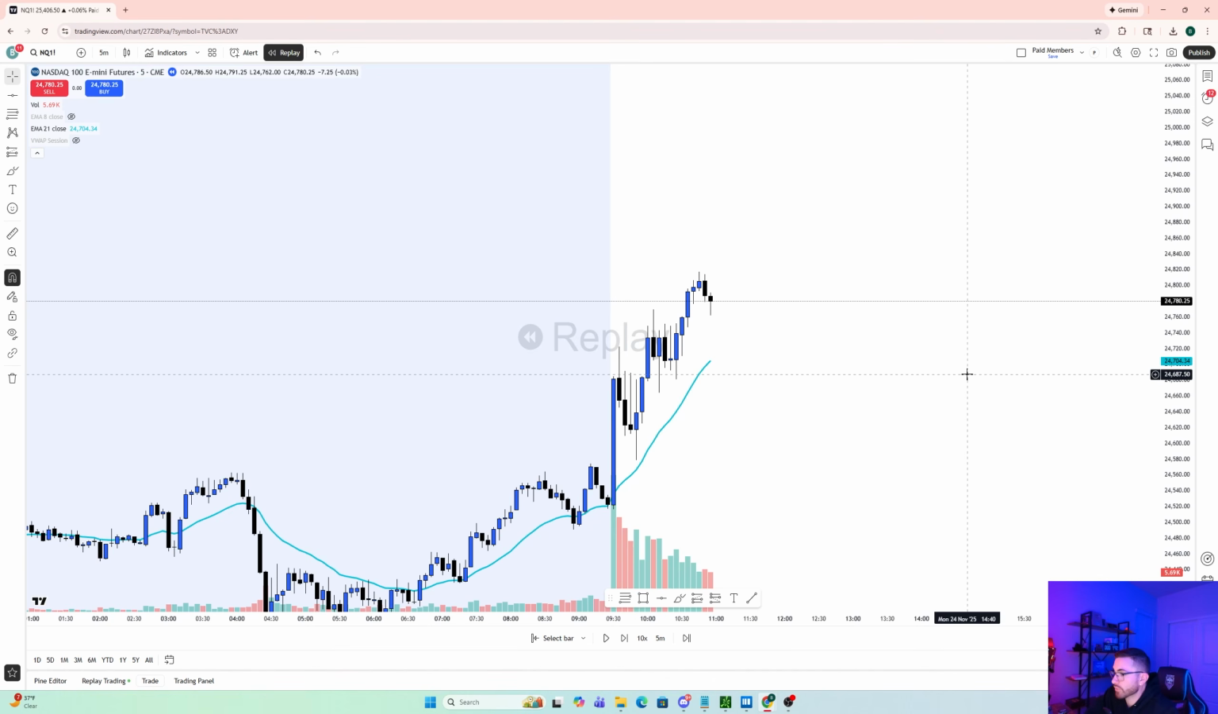Most of my entries are validated on a 5-minute or a 2-minute time frame. It just depends on which one confirms best, because sometimes the 2-minute's not going to confirm, but the 5-minute does. Sometimes the 5-minute won't, but the 2-minute will. So play around with those 2 different time frames.